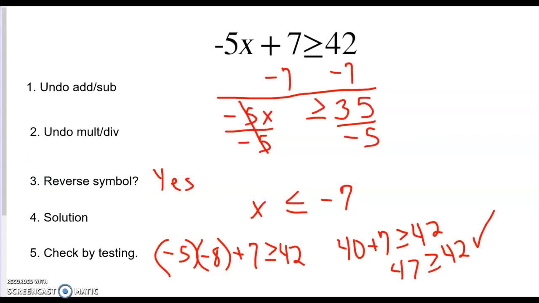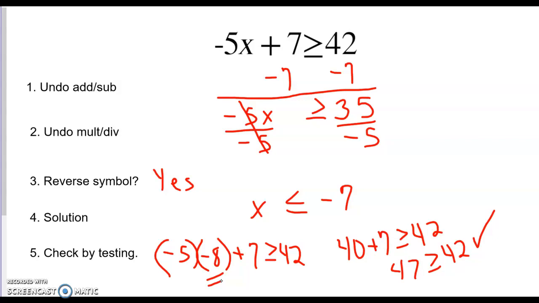All right, so what did we do? We subtracted 7 from both sides. And then we divided by a negative 5, which means we had to reverse our symbol. Instead of greater than or equal to, we changed it to less than or equal to. X is less than or equal to negative 7. All right, and I picked a number that is less than negative 7. I picked negative 8. All right, and then when I test it, negative 8 times negative 5 is positive 40 plus 7 is 47, which is greater than 42. So that one works. Okay.